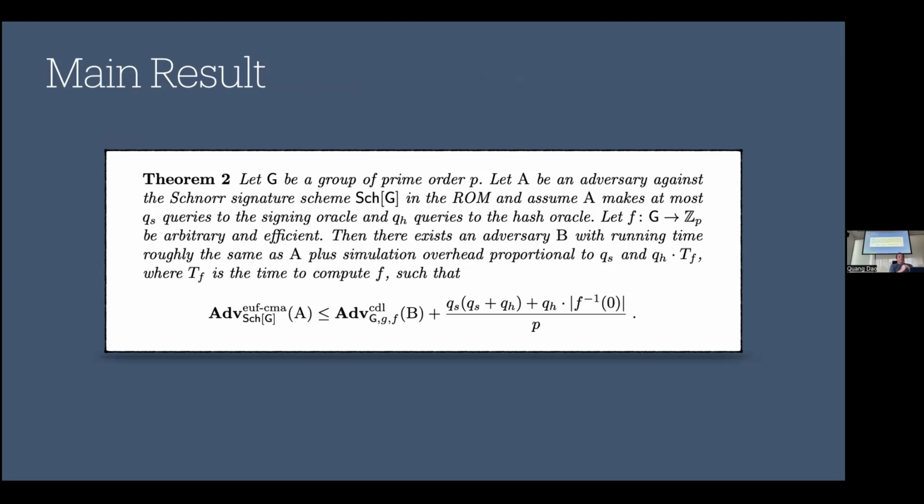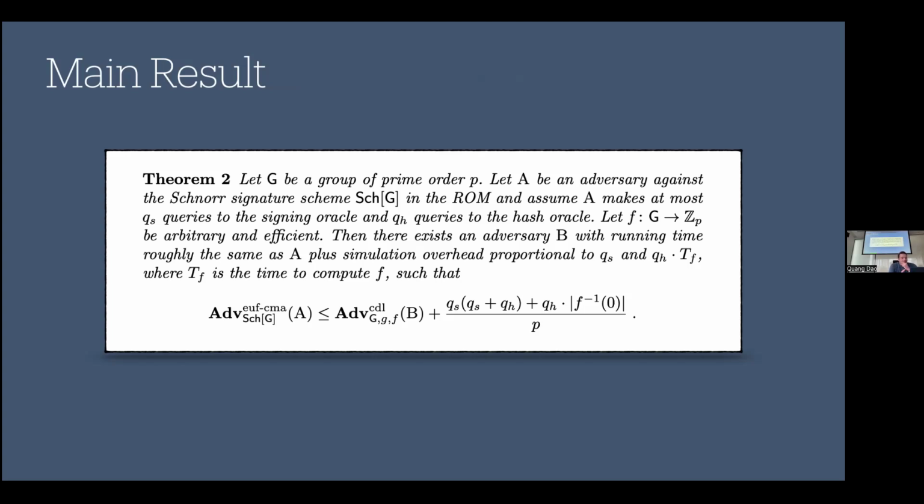Because if you have an F for which CDL is false, then the reduction is trivial. Our result just uses F in the group in the proof, so you don't even really have to know what F is. But if it exists, then Schnorr does have a tight security reduction.